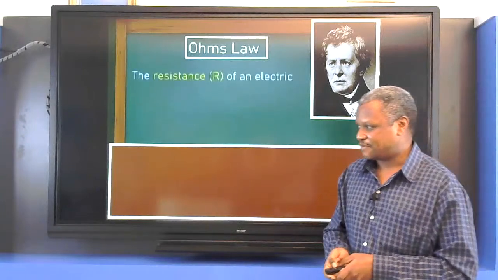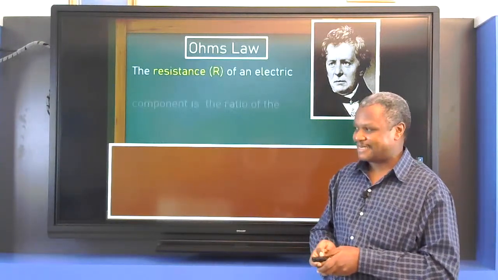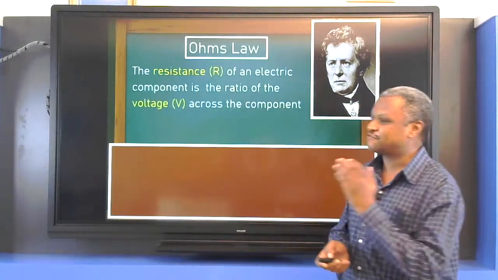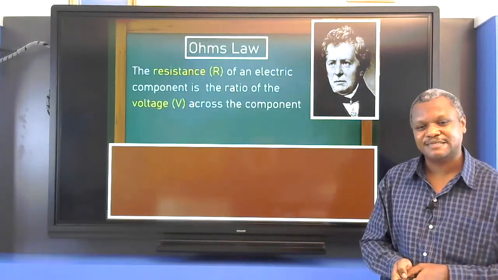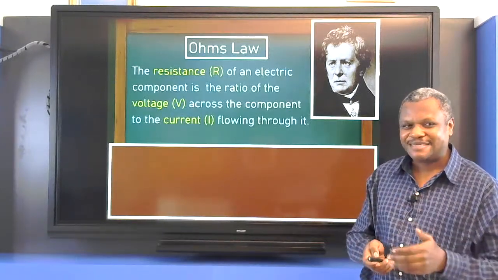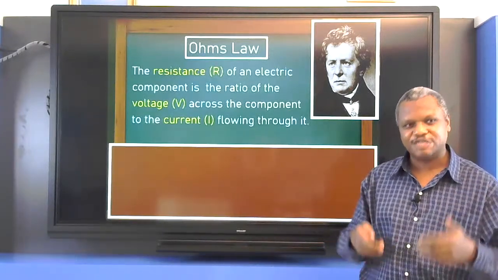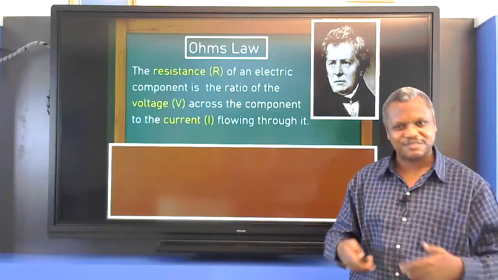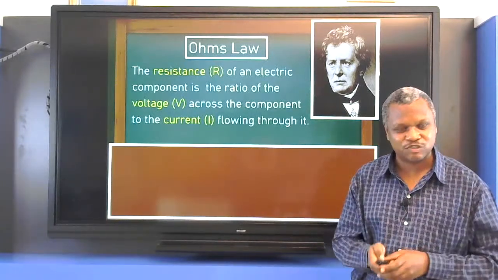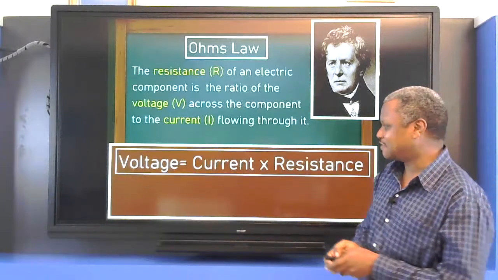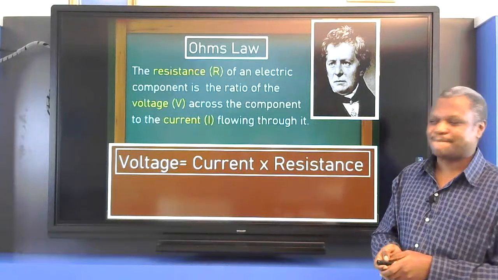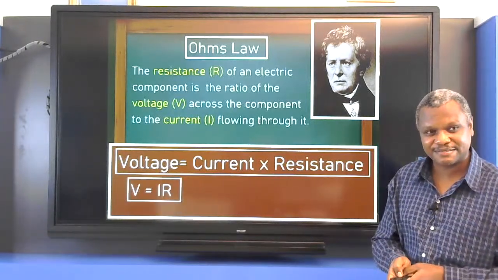Now, Ohm's law states as follows, that the resistance R of an electric component is the ratio of the voltage across the component to the current. This is defined as being directly proportional. If you increase the voltage, you also increase the current. This can be simplified into one formula as follows, that voltage is equal to current multiplied by resistance, meaning V equals IR.